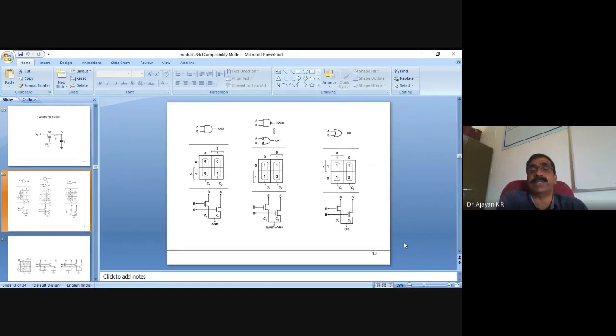Okay, for that OR function, if you want to check, you can draw the K map, then find out B is equal to 1 and B is equal to 0. B is equal to 1 means output is always on, that is C1 is on. B is equal to 0 means output is A itself. That is, if A is equal to 1, output is on. If A is equal to 0, output is 0. So by driving B, you have to transfer B itself. By driving B bar, you have to transfer A itself. So that is an OR gate.